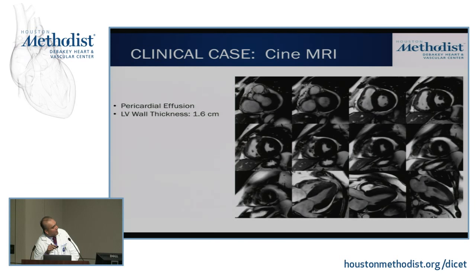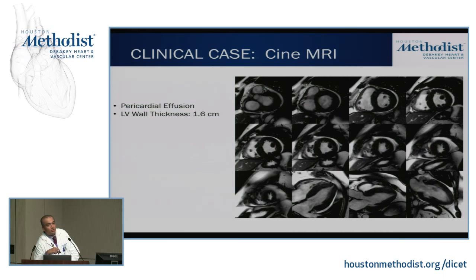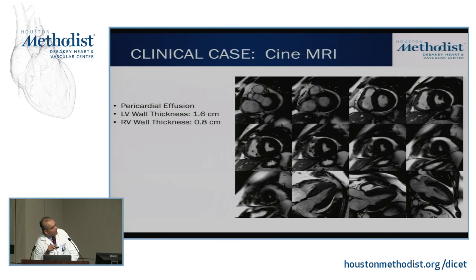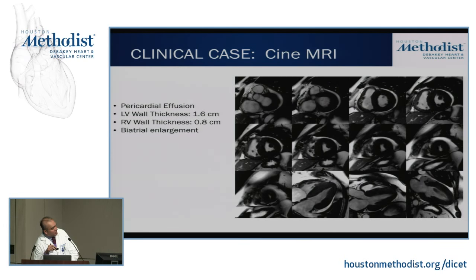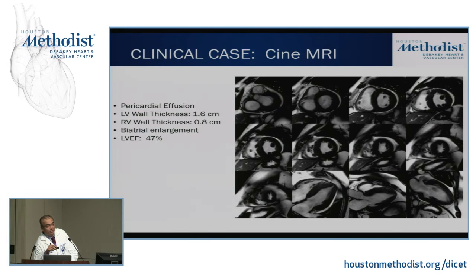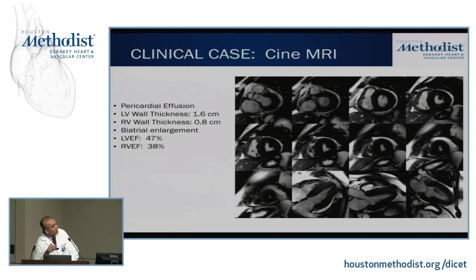We've got LV hypertrophy. In fact, the LV measured about 1.6 centimeters. We've got RV hypertrophy as well if you look at the short axis or the long axis views. And the RV measured about 0.8 centimeters. We have biatrial enlargement, as you can see here on the 4-chamber view. We have a mild LV dysfunction. The EF here measured 47% for the LV, and the quantitative RV EF was 38%.